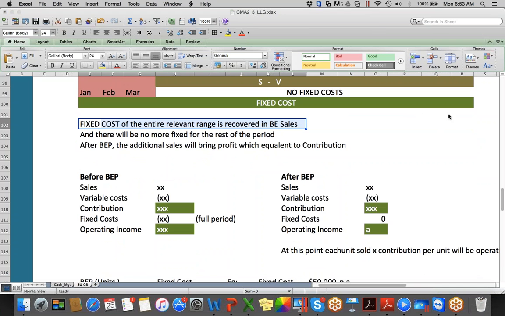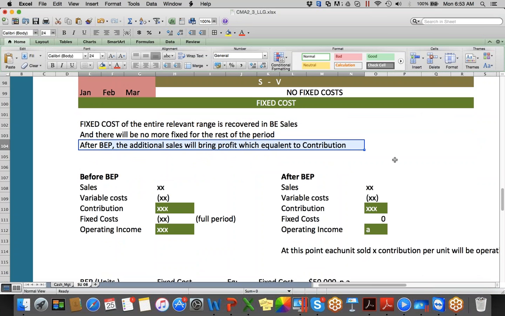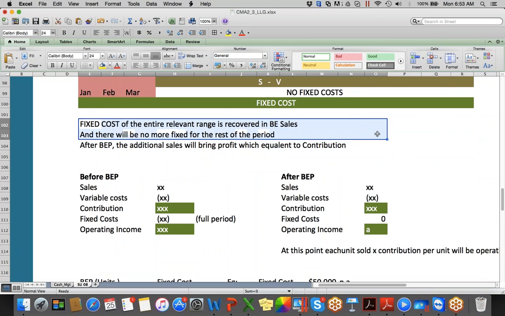Okay, next, after break even point, additional sales will bring profit which is equivalent to contribution. Please try to note down these points. These points are important because once you reach the break even point, the additional profit will be number of units additionally you sold after 5,000 units times the contribution per unit. This may be asked in the examination.